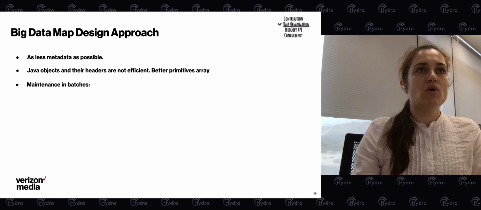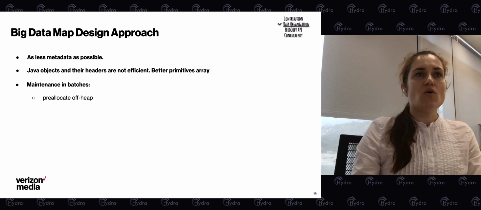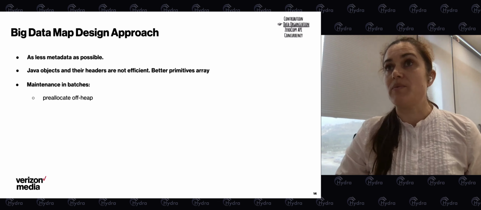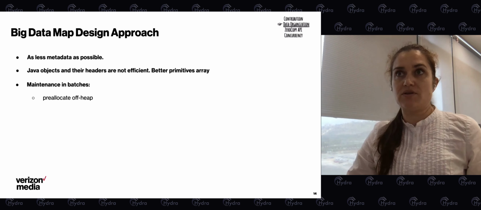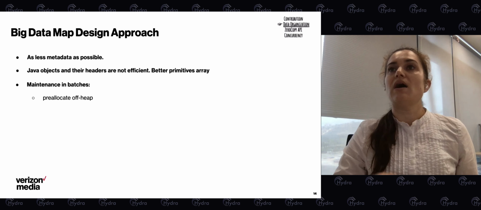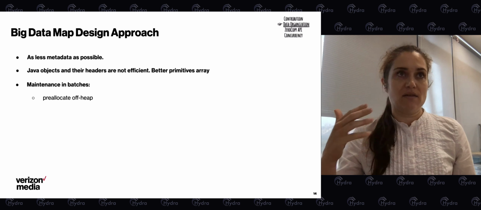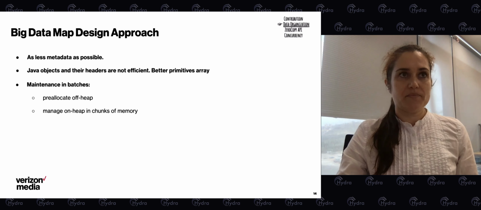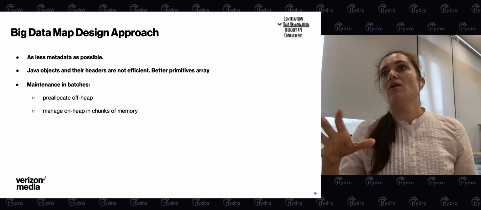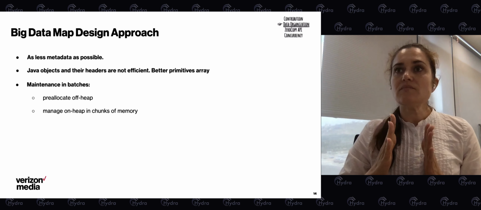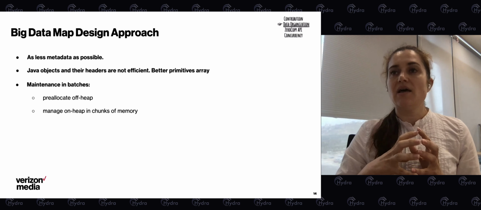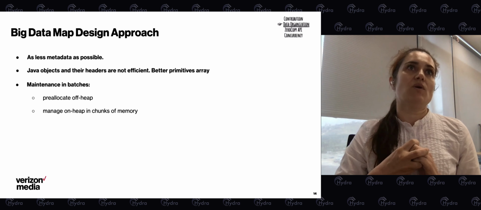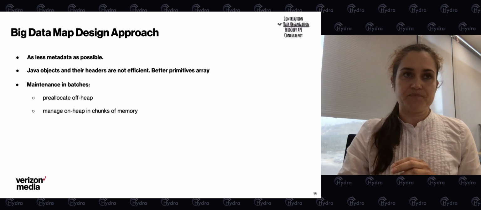Okay, another point is maintenance in batches. Of course, the allocation of off-heap memory is a bit slow. Therefore, we allocate it once and then use it again and again. And even managing the on-heap memory, we do it in chunks, where we keep the locality. Access is locality based, and therefore we enjoy a cache oblivious algorithm, and we are going to see the results in the performance.